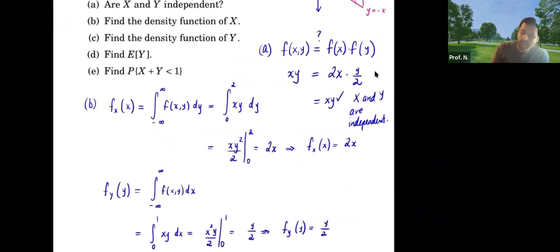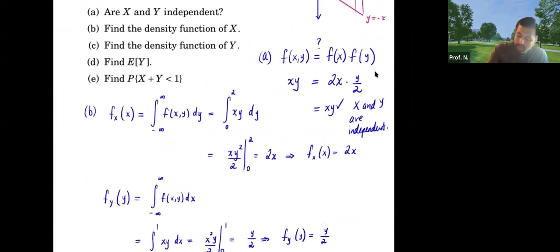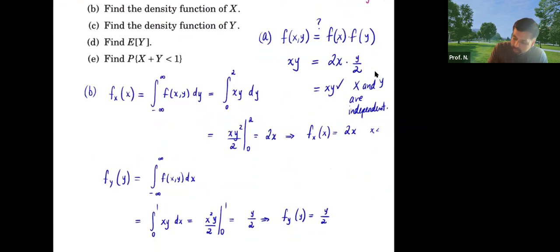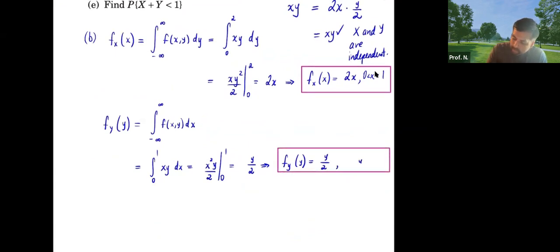All right. So then again these are probability density functions for x and y, marginal densities, right? And so x here is between 0 and 1, and y is between 0 and 2.